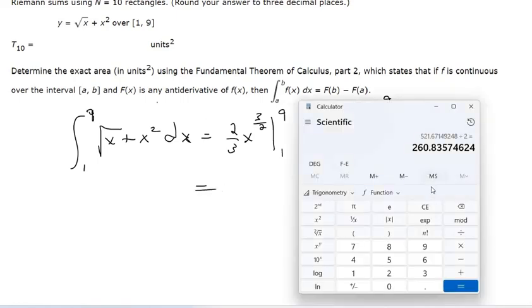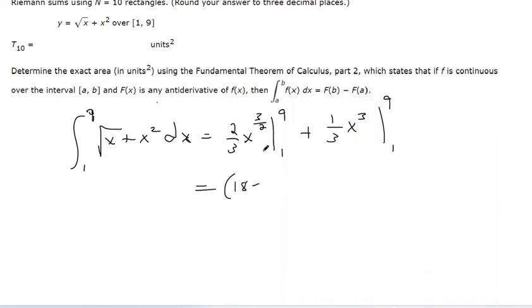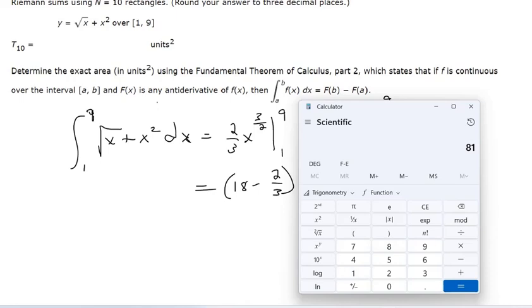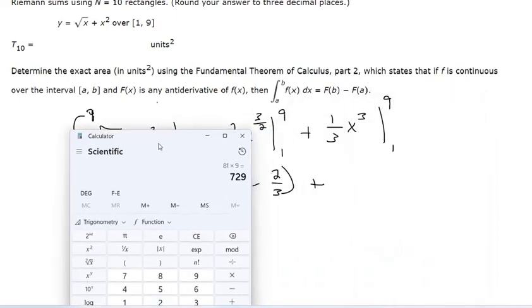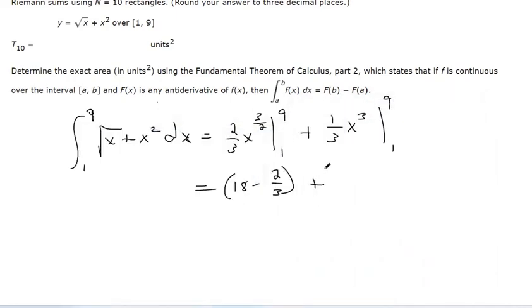So if I plug 9 into this first one, raise it to the 1.5 power, times 2, divide by 3, I get 18, but I need to subtract that by the lower limit of integration. If I plug in 1, I get 2/3. And then over here, if I plug in 9, 9 to the third is 729, but then we need to divide that by 3. That's 243. But then you need to subtract that by 1/3. And again, the 1/3 is coming from plugging in my lower limit of integration.